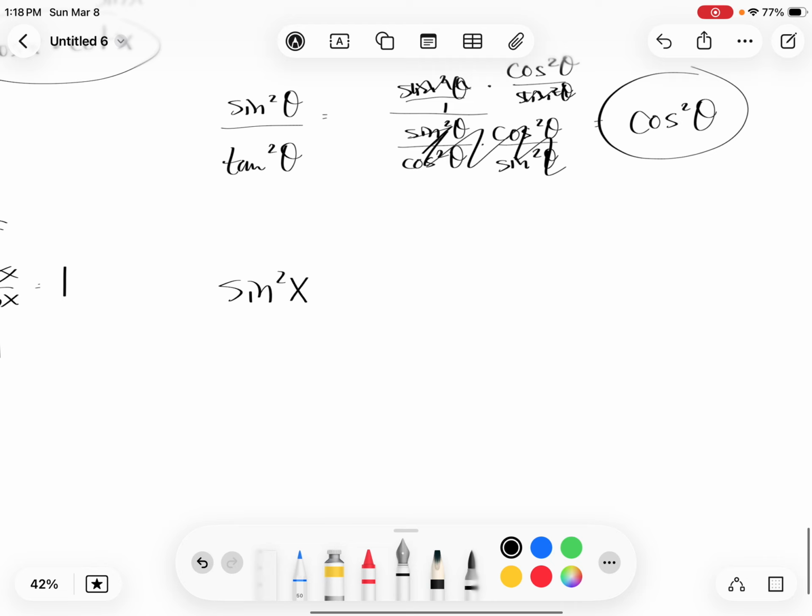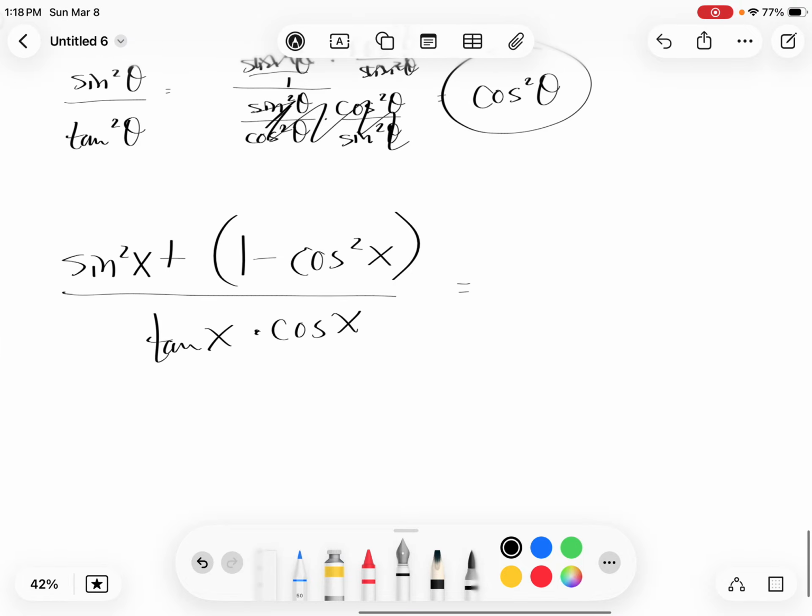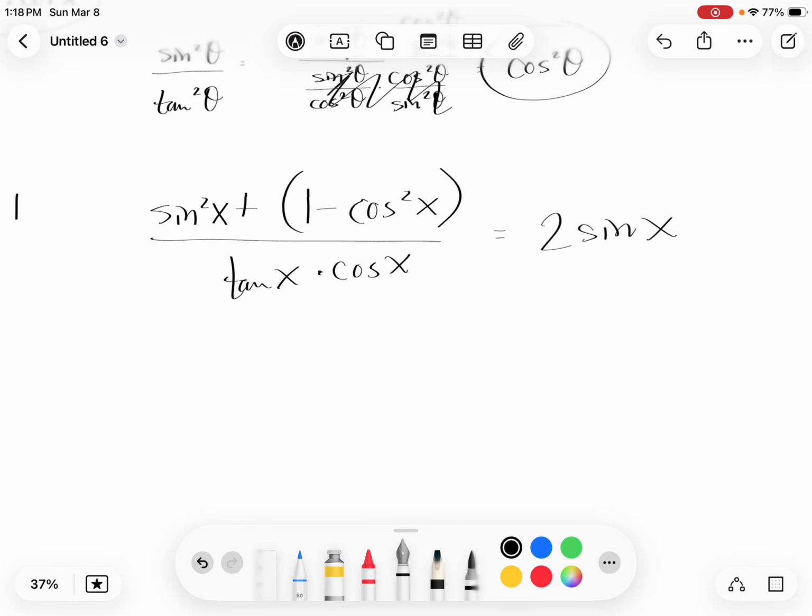Sine squared of x plus 1 minus the cosine squared of x, over tangent of x times the cosine of x. And we have to show that it's going to equal 2 times the sine of x. Again, you can't just write the thing down and go, oh, it equals 2 sine of x. That is not going to work, and I will not give you full credit for that. You have to show me the steps that you do, one at a time.